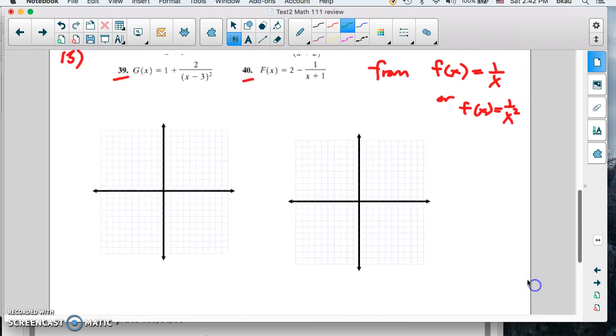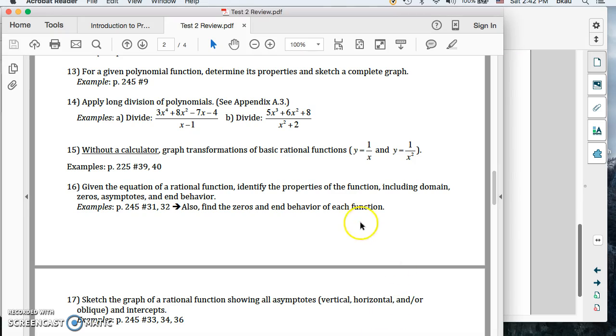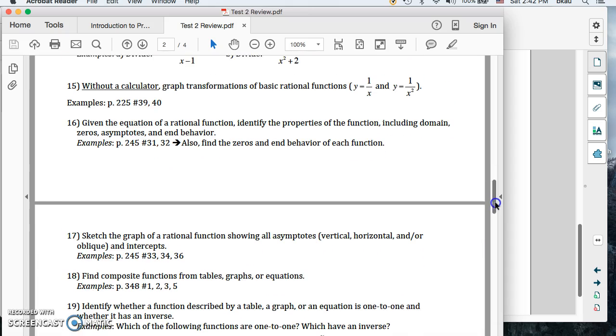Alright, let's look at the next problem. Next problem says without a calculator, graph transformation. So we're going to do this without a calculator. So I think we're going to wait and do that on the next video when I have more time. So we're going to start at 15 on the next video. So that's where we'll start.